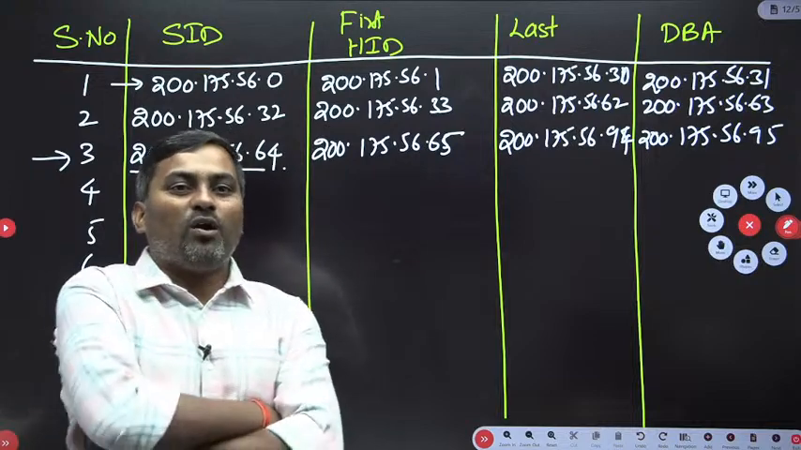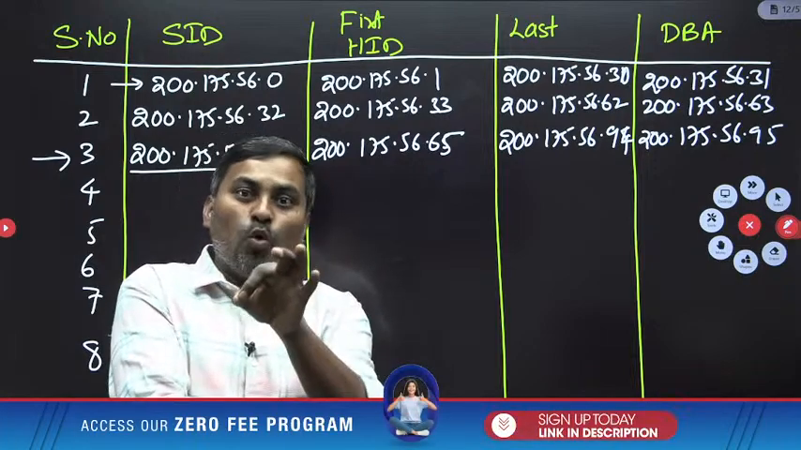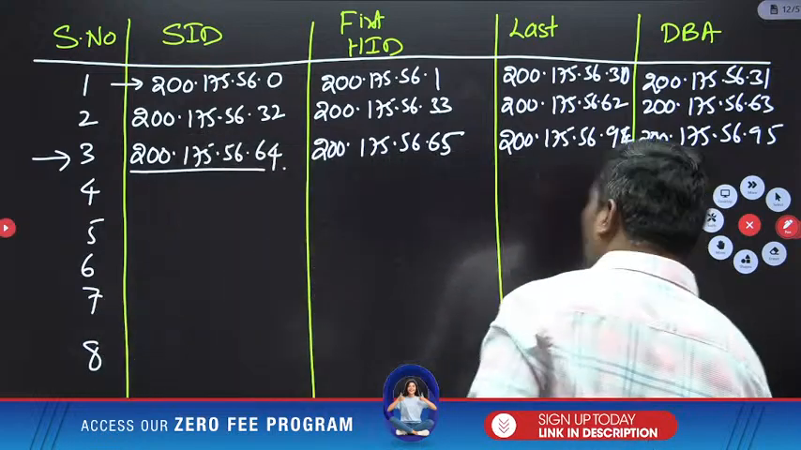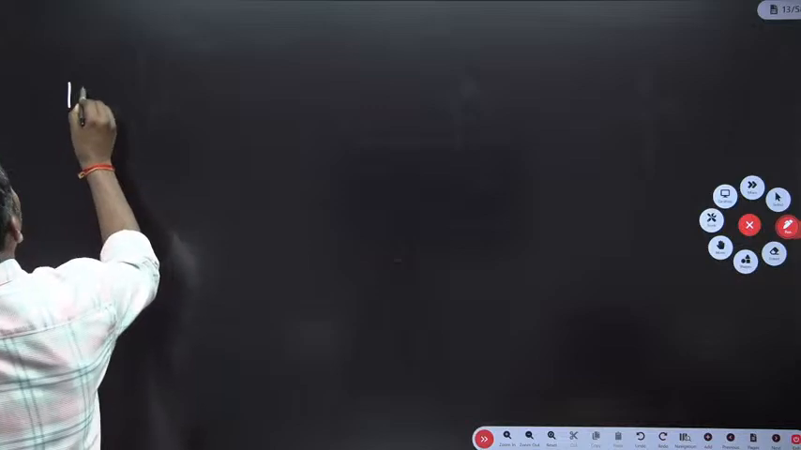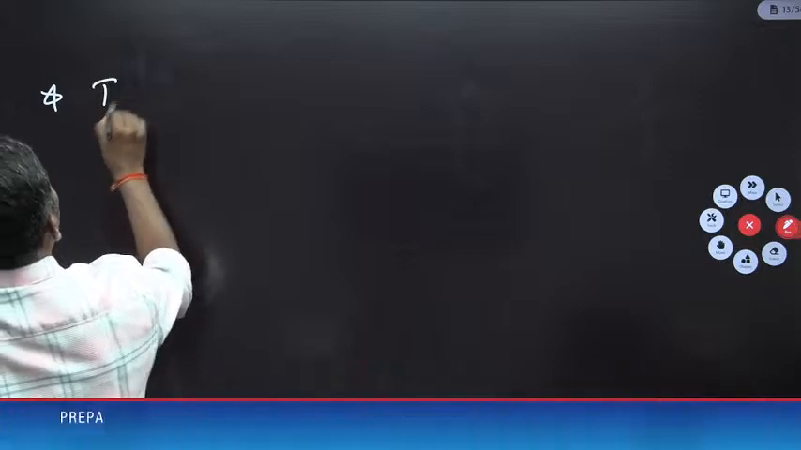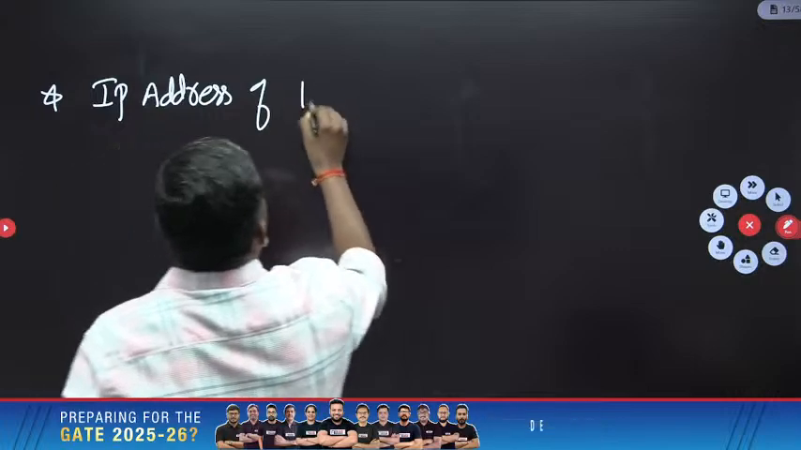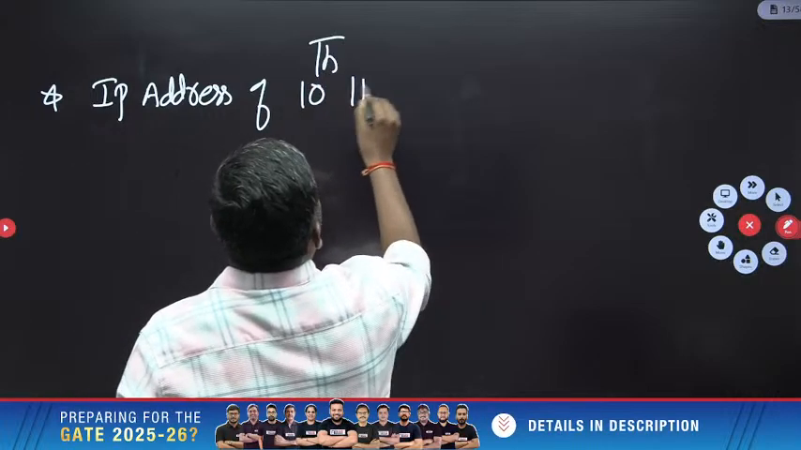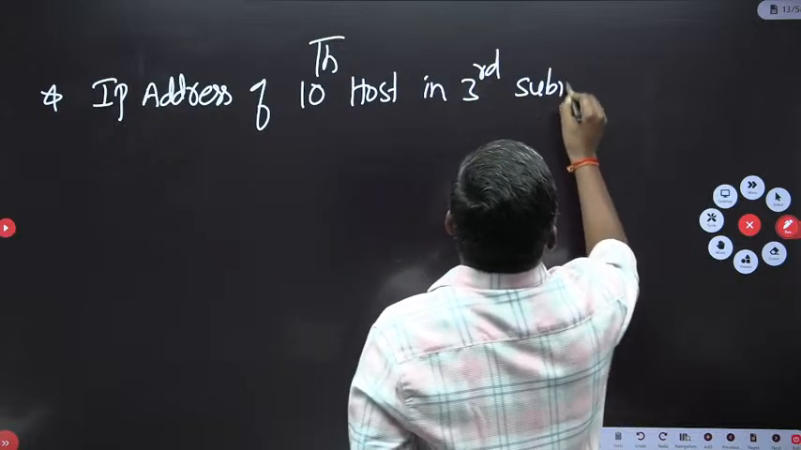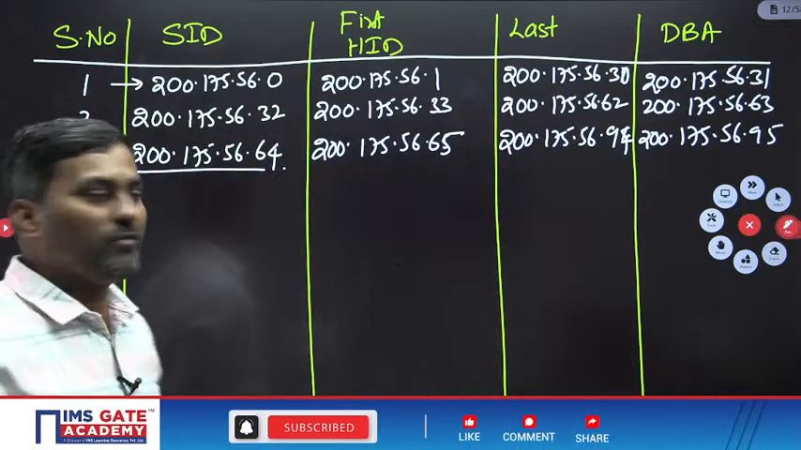Now can you tell me, all of you, the IP address? I am asking for the complete IP address of the 10th host of the third subnet. Can you tell me? Keep going, I can write this one. First question I am asking: the IP address of the 10th host in the third subnet. This type is possible, you can observe and tell me now. Meanwhile, I will write it.